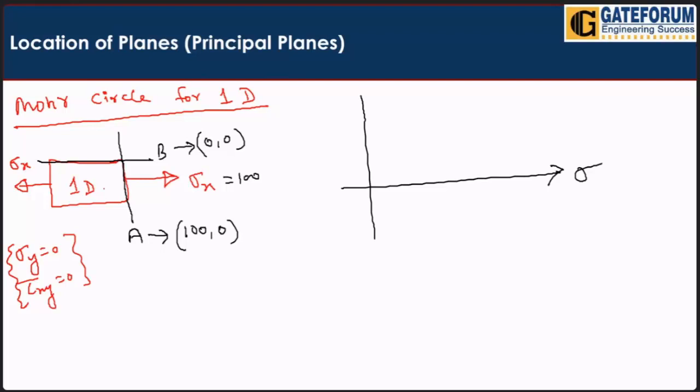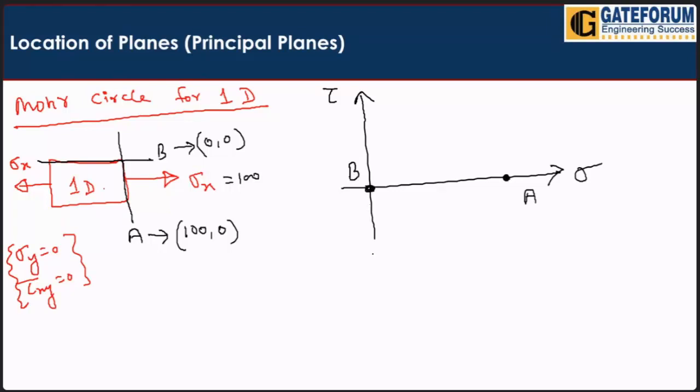Sigma versus tau graph. Here we have first of all the sigma versus tau graph. Plot the two points A and B. Suppose I am plotting A here. Point A will be somewhere here, 100 comma 0, and point B will be somewhere here.